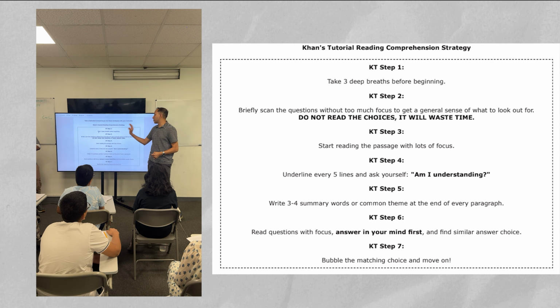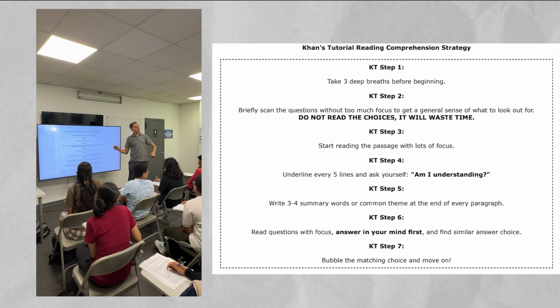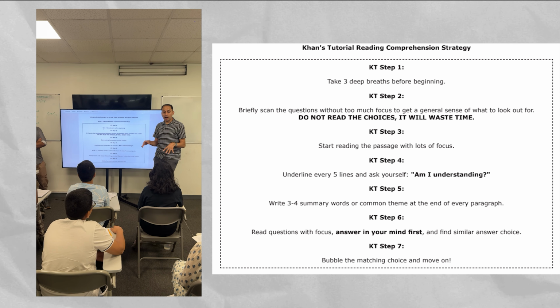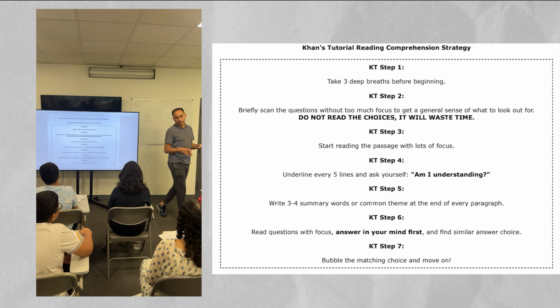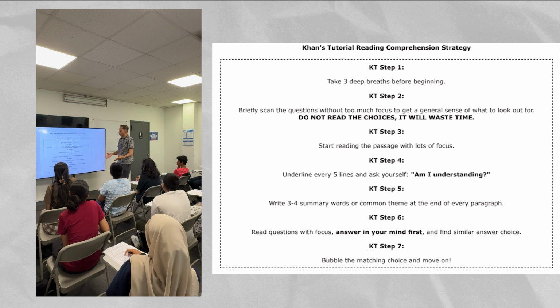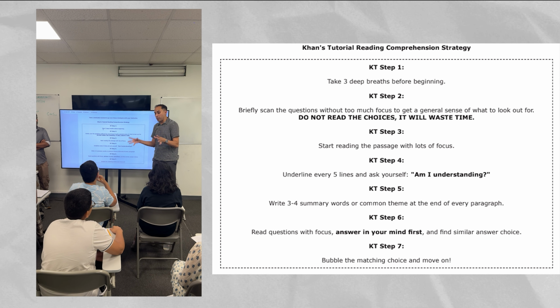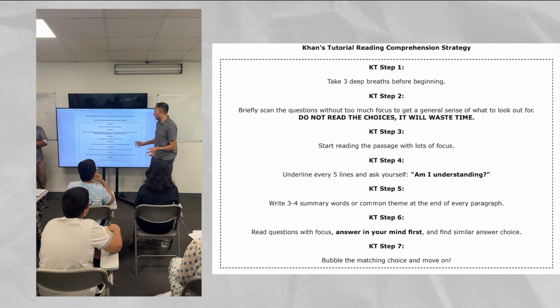So I need a volunteer to read Step 1, please. Give me a volunteer, please. Go ahead. Take 3 deep breaths before beginning. All right, everyone, why did we take 3 deep breaths? We spoke about it in the earlier section. Why? Go ahead. Like calm down, clear our minds. It's going to be at least 4 or 5 passages, 9 to 10 questions per passage.